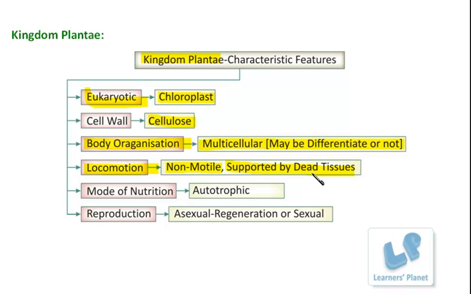In that case, the organisms are mostly made up of the living tissues. Fine. Well, now the next point is regarding the mode of nutrition. Plantae, these organisms, they are always autotrophic. Fine. And autotrophic, that means they are able to synthesize their own food. Now, important point here is that these organisms, they are synthesizing their own food by using light energy.